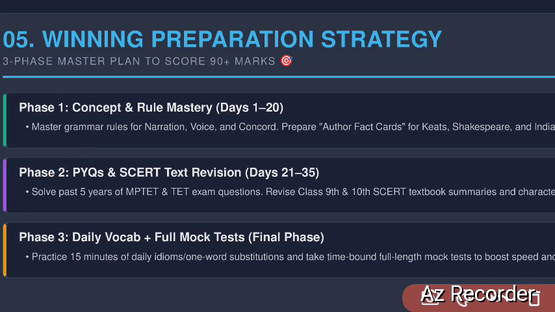And the third one is daily vocab and full-length tests. As I have told you before, there is a 70% weightage of grammar and literature. So just practice for 15 minutes daily on idioms and one word substitution, and take time-bound full-length mock tests. Start with daily quizzes and then give a full-length test to boost your speed and accuracy. So this is an exam-winning strategy. Nobody is going to share it with you. Just follow this and the job will be yours.